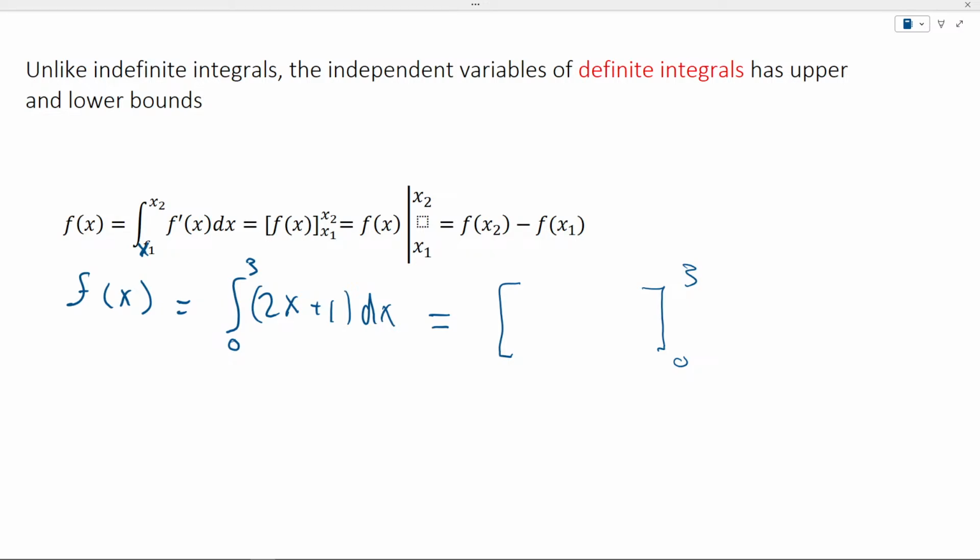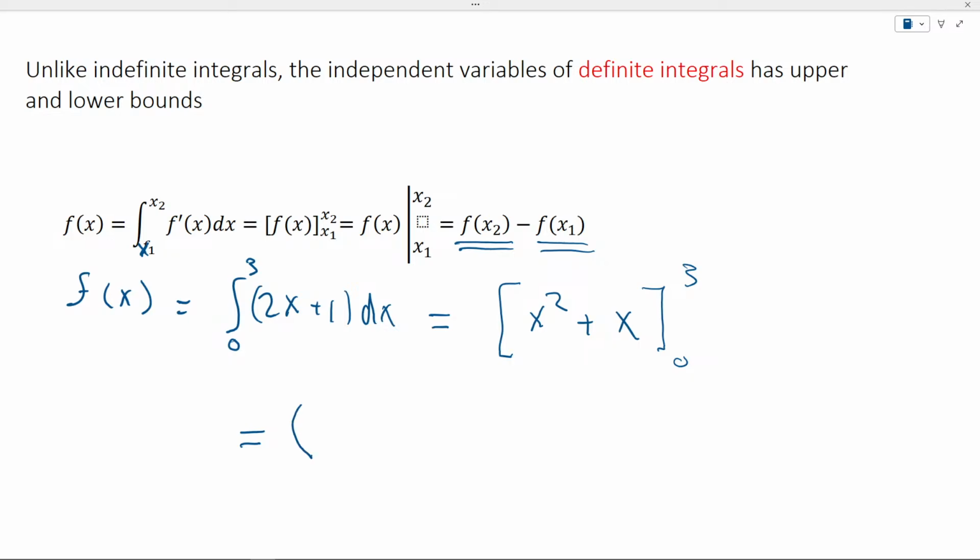So how to do this? That would be x plus 1 divided by 2. So you'll have x squared here and then here plus x. So basically the integration of this guy is x squared plus x. That's the integration of this guy. And then you evaluate this from 3 to 0. So how do you do this? That would be f of x2 minus f of x1.